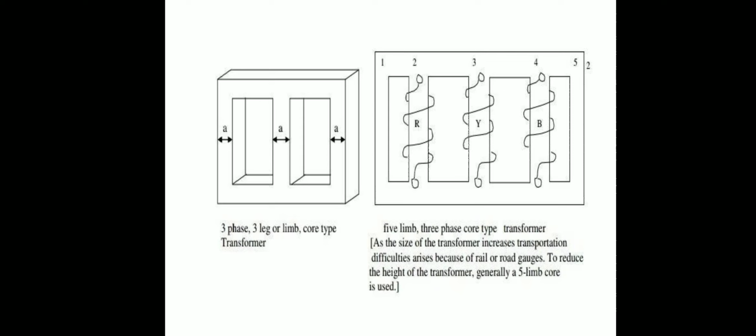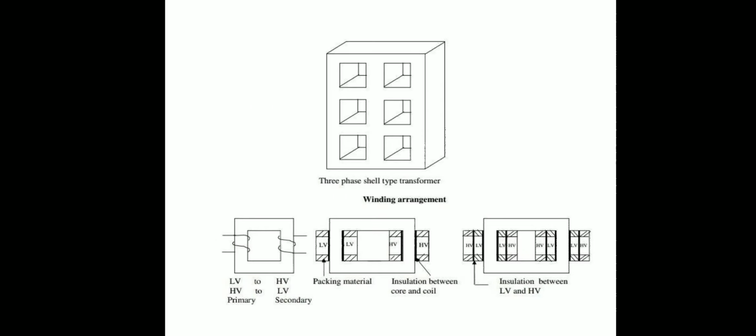As the size of the transformer increases, transportation difficulties arise because of rail or road gauges. To reduce the height of the transformer, generally a 5-limb core is used. You can see in this diagram three phases R, Y, B. The next diagram is of the three phase shell type transformer.